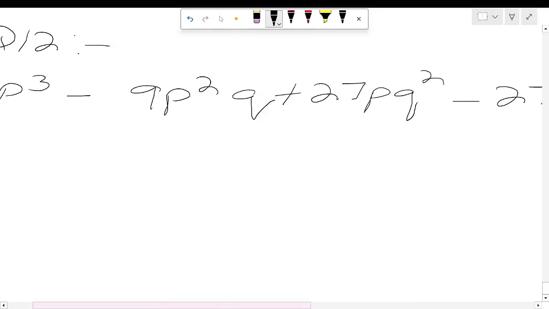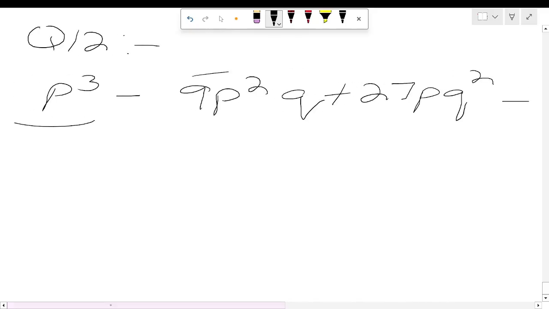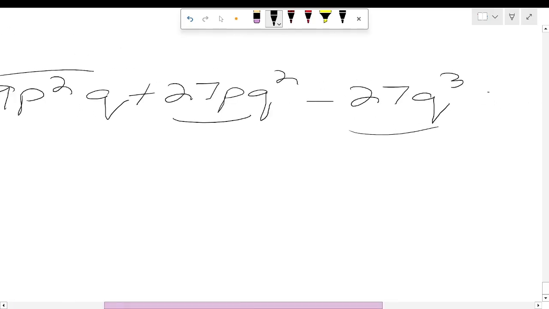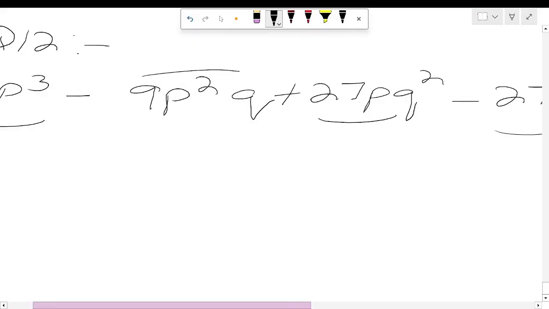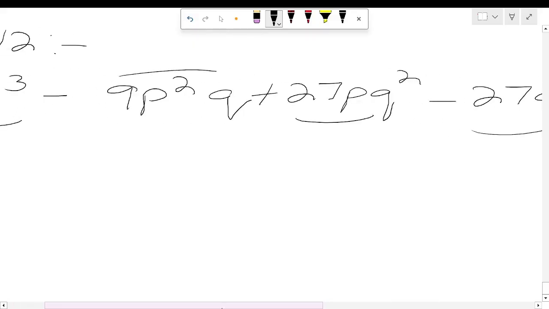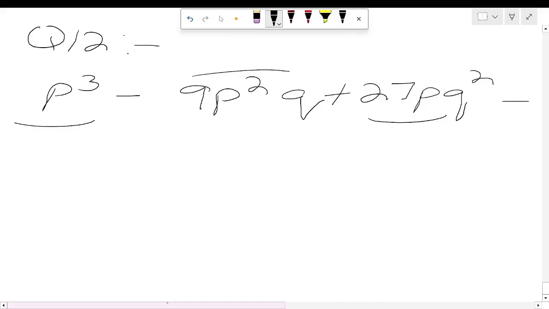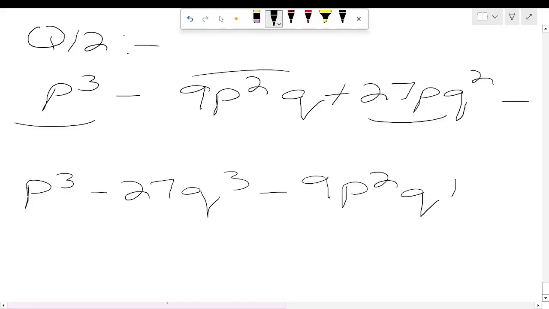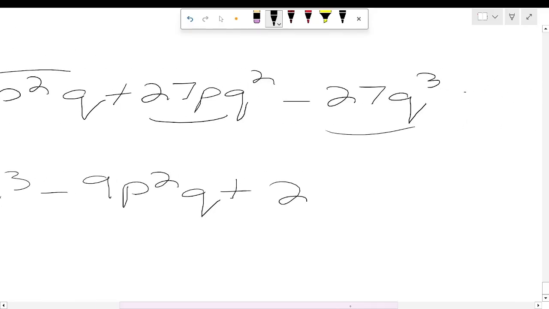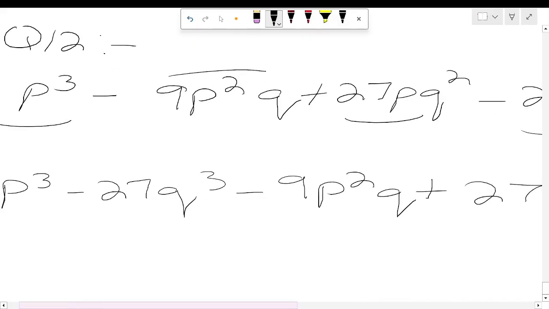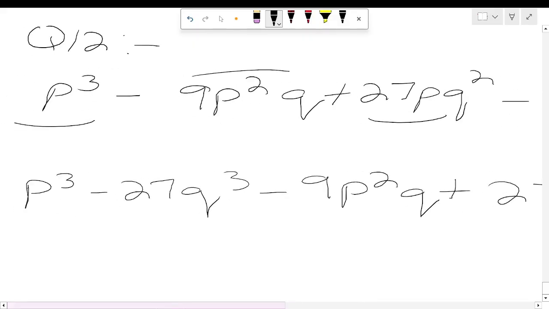Now let's first look at the form. So this is cube with a square, that is incorrect, and then we have a square with a cube. So what do we need to do? We need to place this cube with this cube and then this square with the square. So I will write here p cube minus 27q cube subtracted from 9p square q plus 27pq square. So after writing this expression, now the form is correct, cube with cube and square with square.